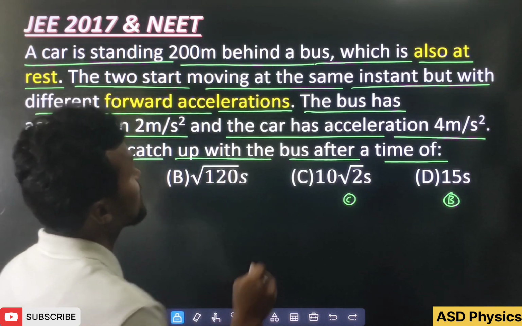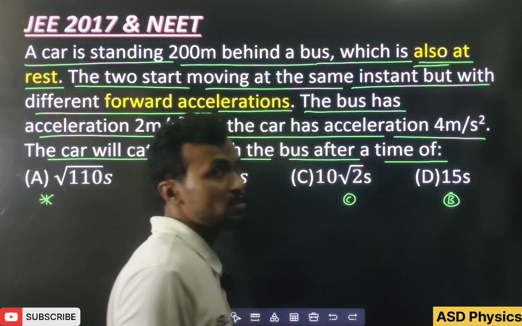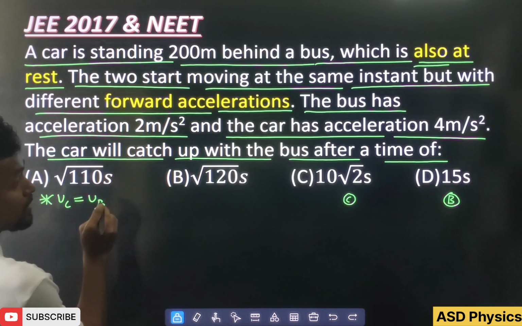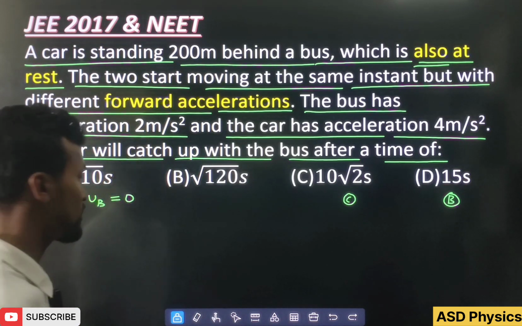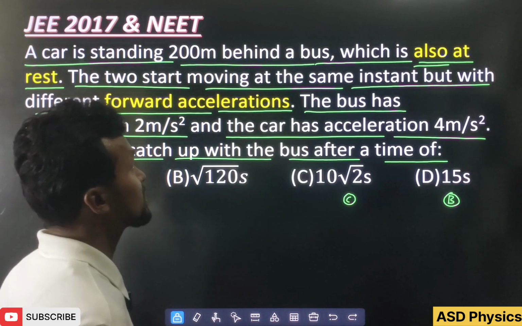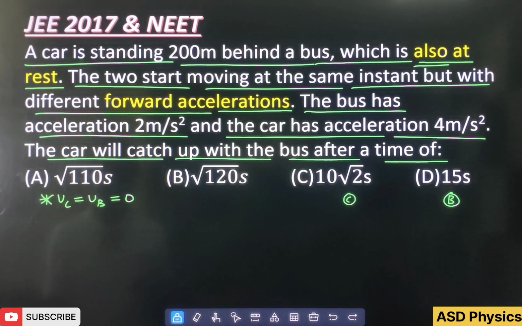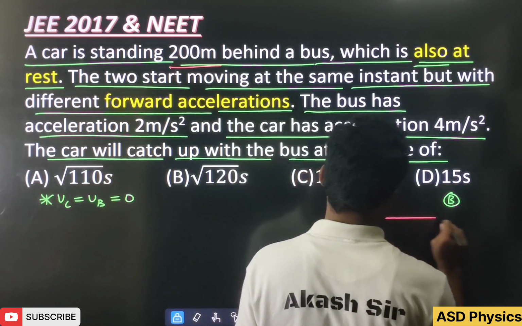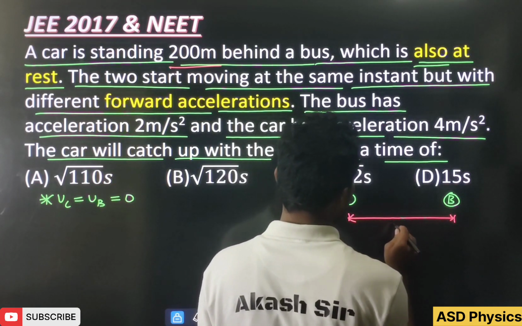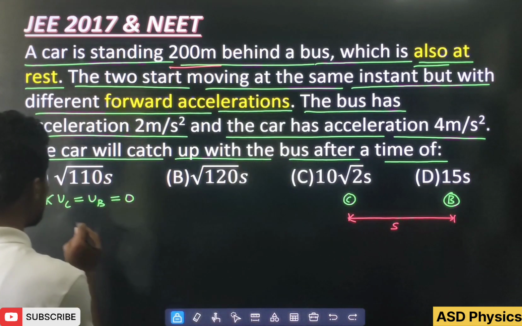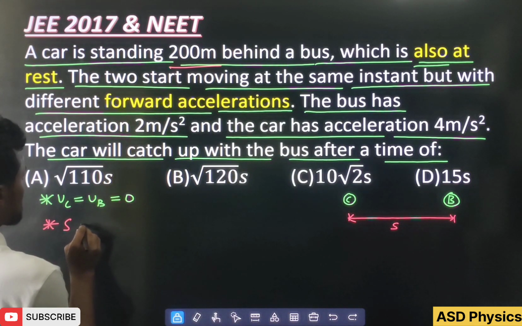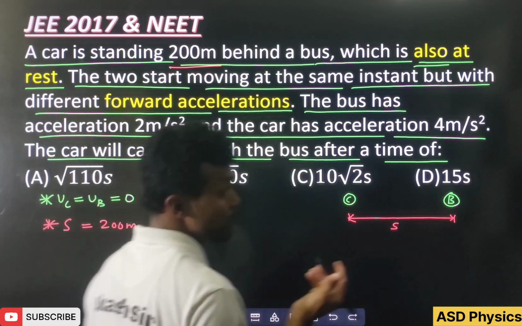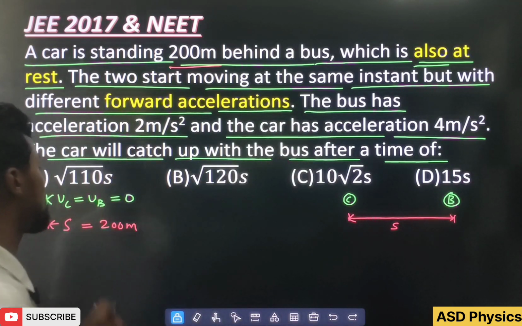See, there is one keyword here. That means the car is at rest, the bus is also at rest. So we can tell the velocity of the car and the velocity of the bus are both 0. After that, the distance between them, how much is given here? 200 meters is given here. Let's take this as S. So S between them at that instant is 200 meter. And by mathematical sign convention, right side is positive, so plus 200 meter.